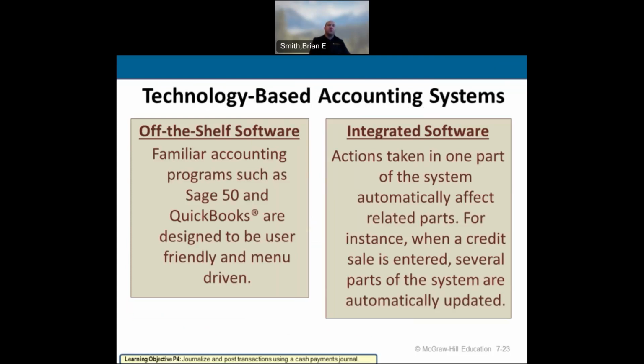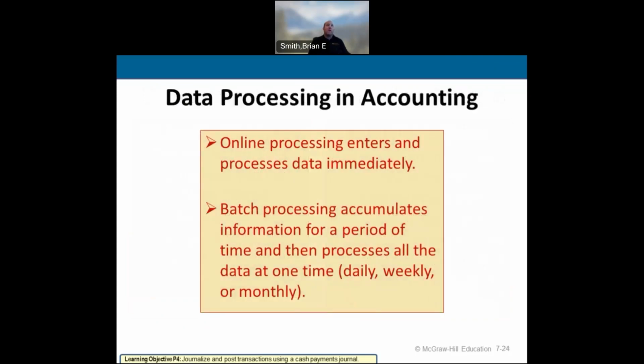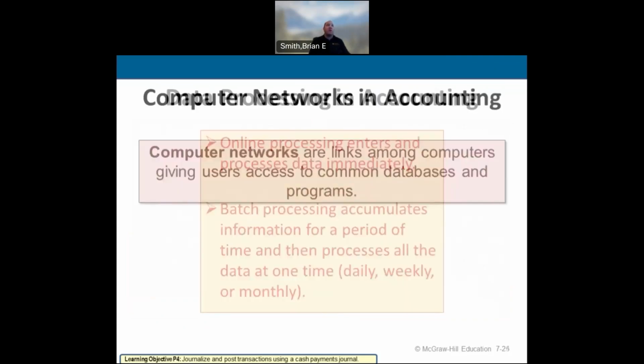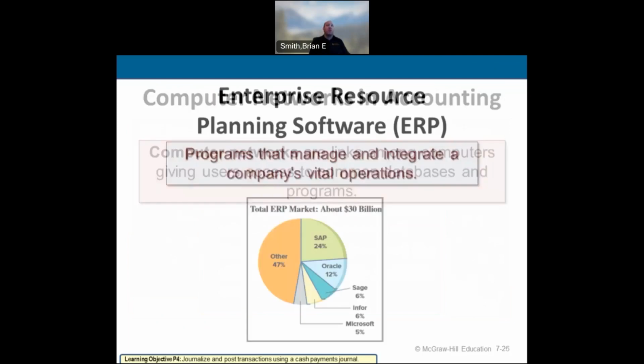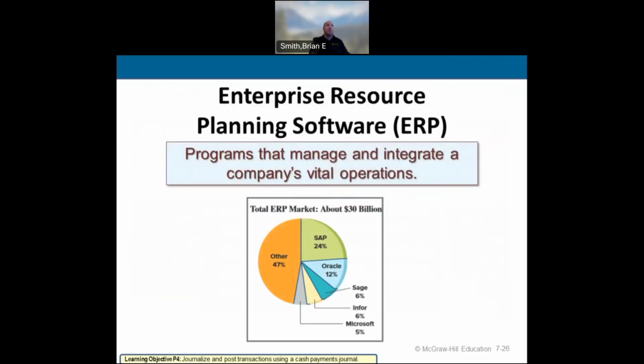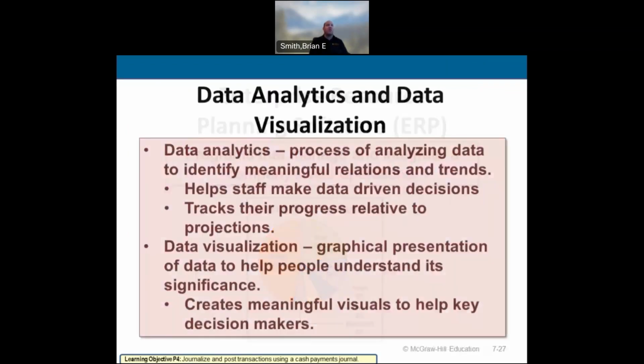Technology-based accounting systems: you can either buy off-the-shelf ones like QuickBooks and Quicken, things like that, or you can have a company come in and basically create it for you. Data processing, computer network accounting. I hope you know about those types of things. If you don't, I don't really know a whole lot about teaching you about networks. Take some IT classes. That's the best I can tell you. This is just more of an interesting topic: data analytics and data visualization.